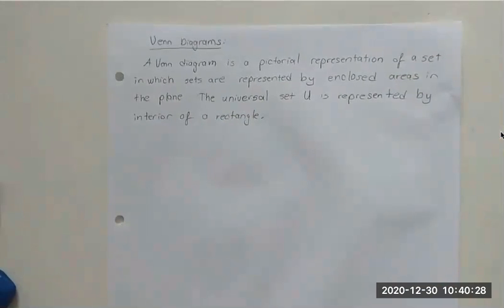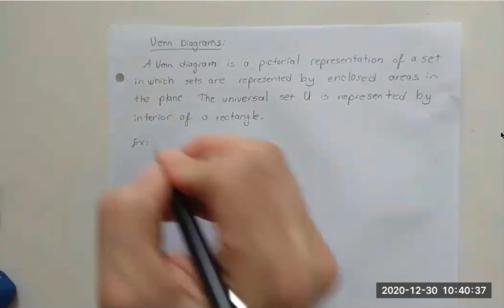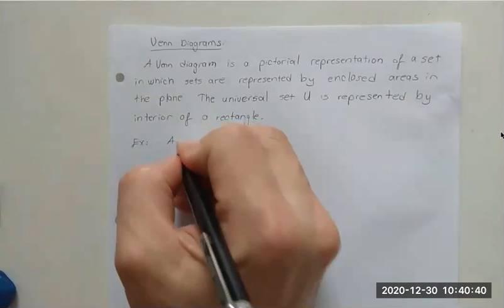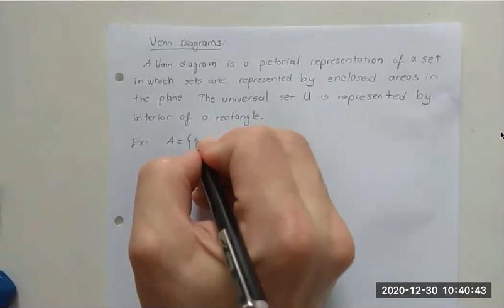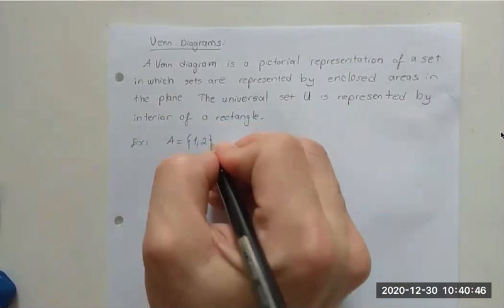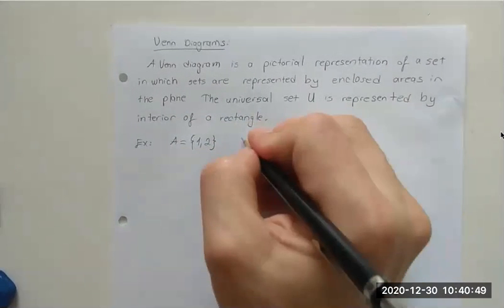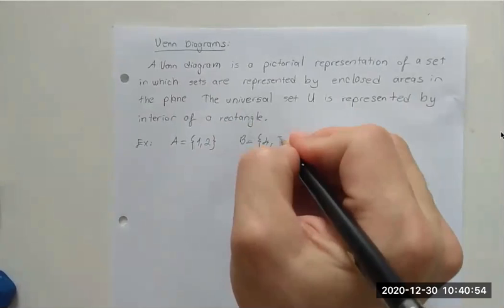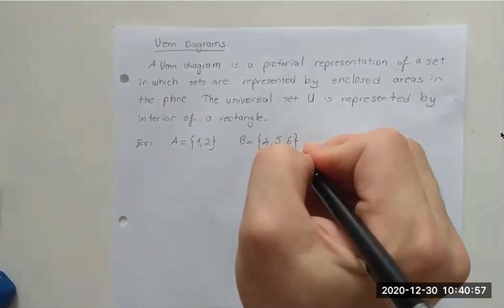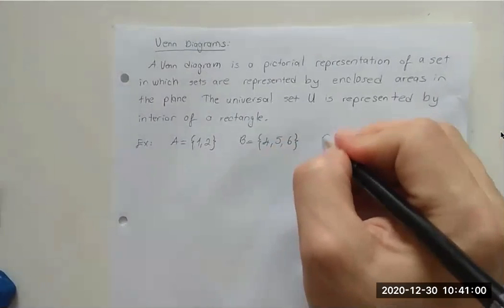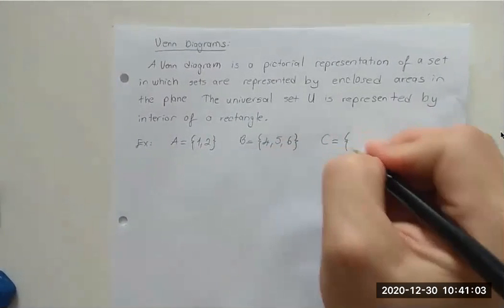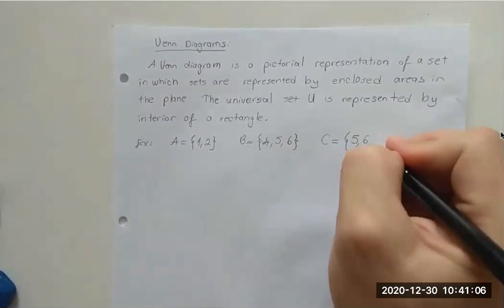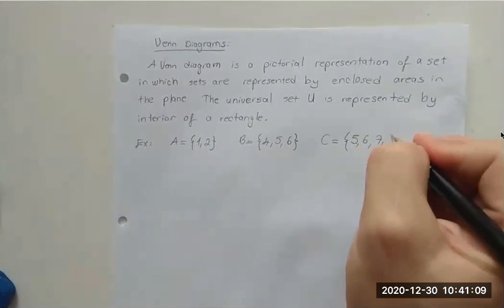Okay, let's say we have three sets as an example. We have three sets like A as 1 and 2, like our previous example, and B as 4, 5, and 6, and there is a C, 5, 6, 7, and 8. Okay.